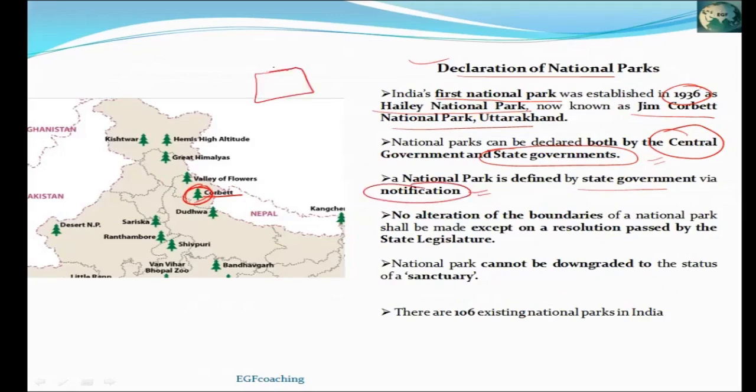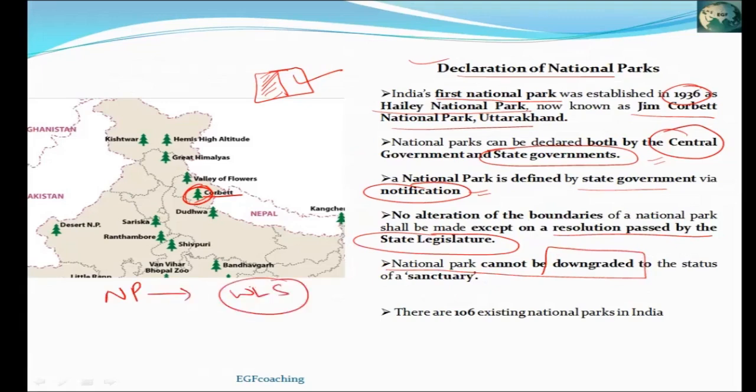But suppose this is Jim Corbett National Park and this area has been declared as a national park. Now its boundaries have to be changed. This was the earlier boundary. Now government wants to reduce it. So for that, government has to pass a resolution from the state legislature. Then only the boundaries of the national park can be altered. A national park cannot be downgraded. It means that a national park cannot be declared as a wildlife sanctuary because this action reduces the protection status of the national park. In wildlife sanctuaries, hunting, grazing, all this is allowed. Hence, the protection gets reduced. So it cannot be done.